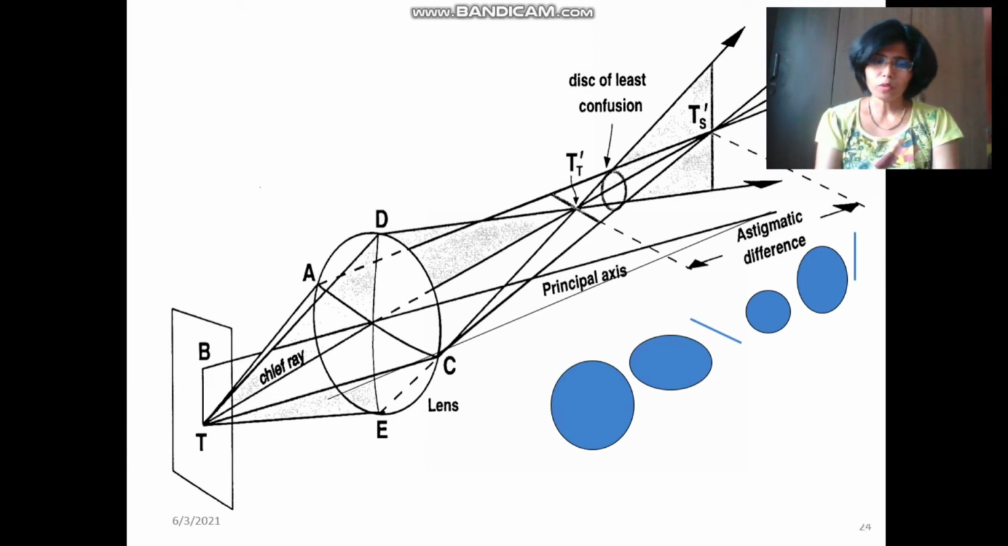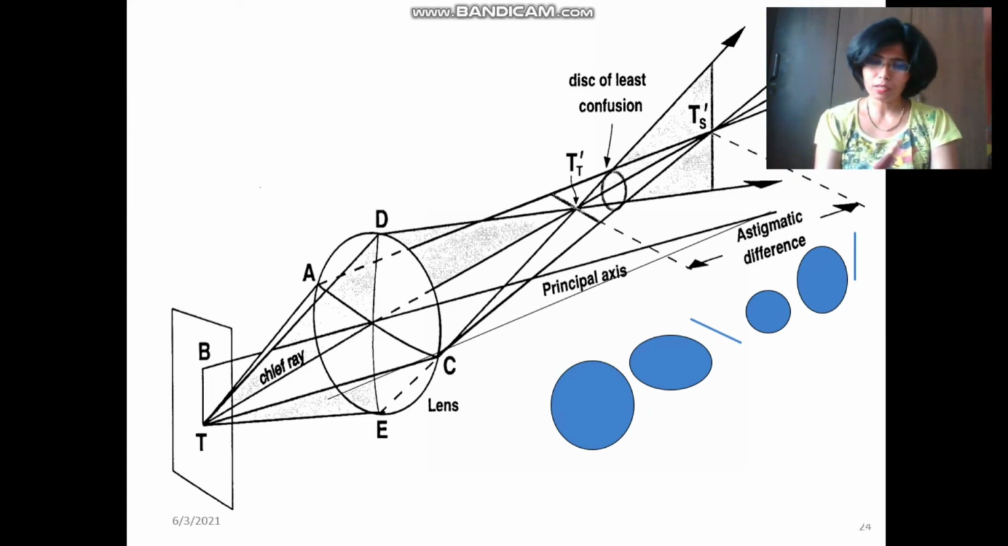The point object O is situated far off the axis of the lens. Even if we consider the small aperture ABCD of the lens near the center, we find that due to the large inclination of the rays with the axis of the lens, all the rays originating from O after refraction through the lens do not meet at a single point. So the image of the point object O consists of two mutually perpendicular lines PP dash and QQ dash, which are separated by a finite distance.